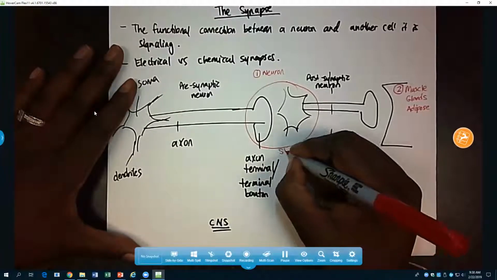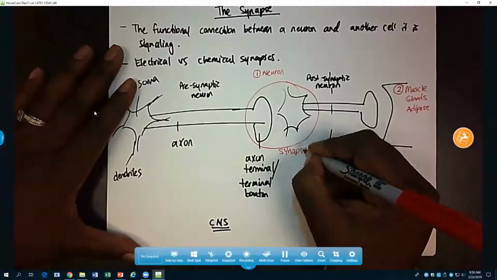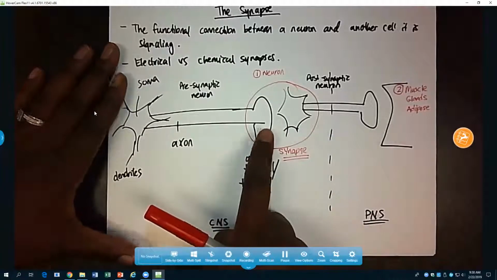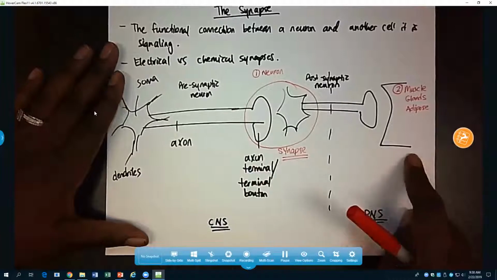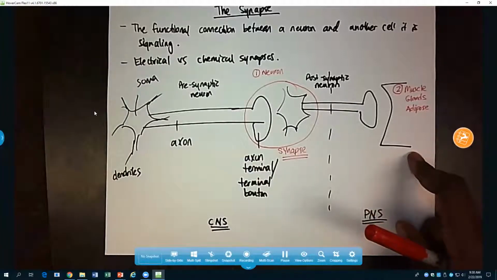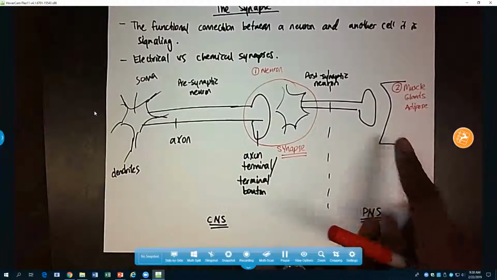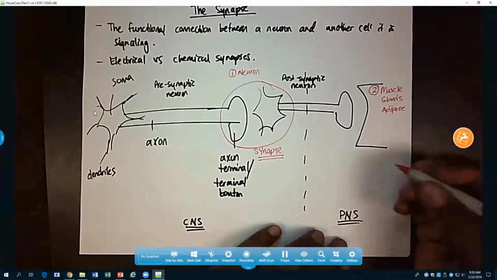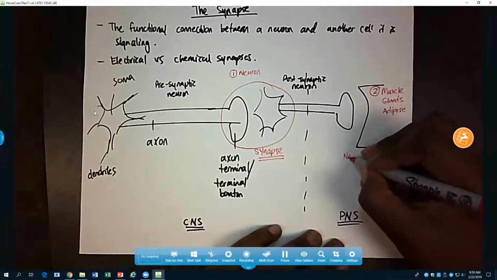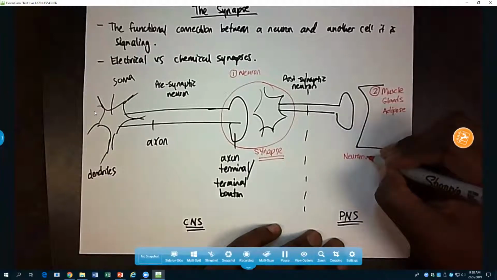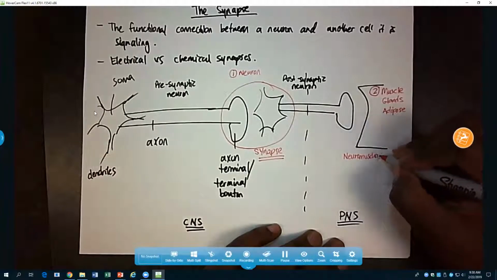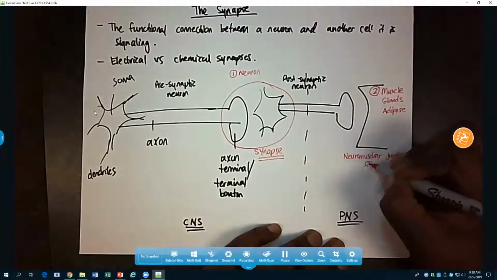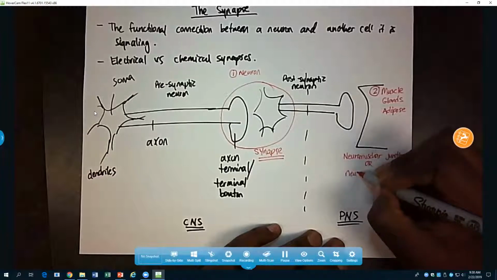So this would be your typical synapse here. This is what we're going to speak about for the rest of the day. This synapse here that happens in the CNS. And then later on, when we talk about the neuromuscular junction, when we talk about the autonomic nervous system, we'll talk about this other synapse here, which happens in the peripheral nervous system. So the name here would be either the neuromuscular junction or the neuroeffector junction.